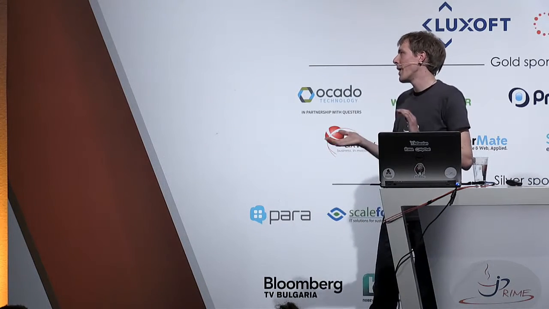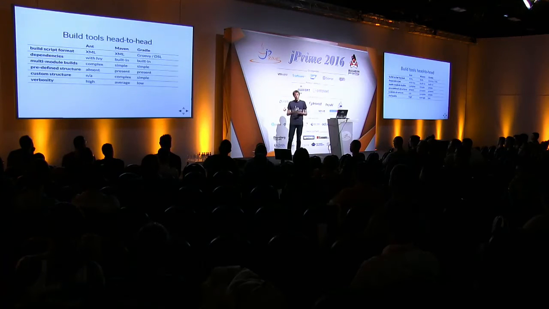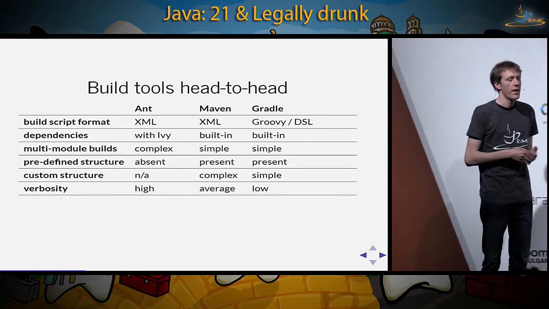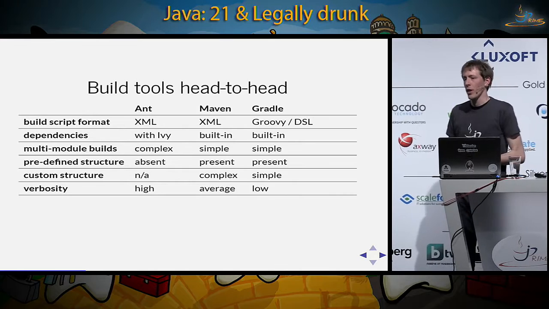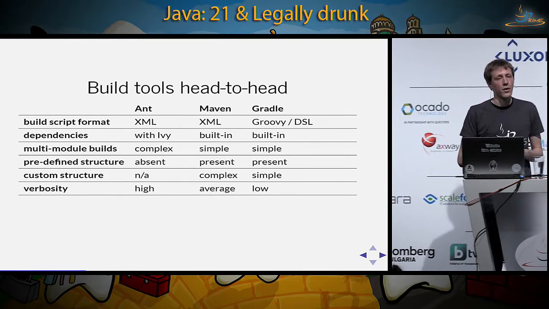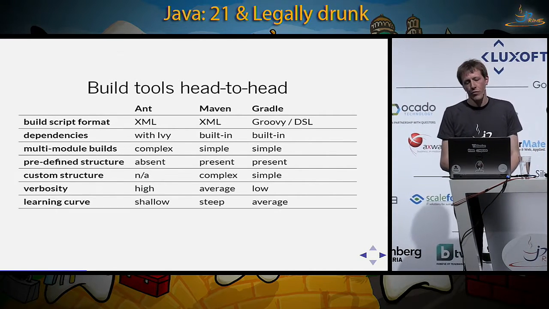And with Maven, I put average there, because when you stick to the basic structure, your POM XML could be very short. But when you want to adjust this structure, when you want to add something to it, when you want to switch a few phases or something, you should add a few more lines of XML code to your POM. So it's average. A learning curve.